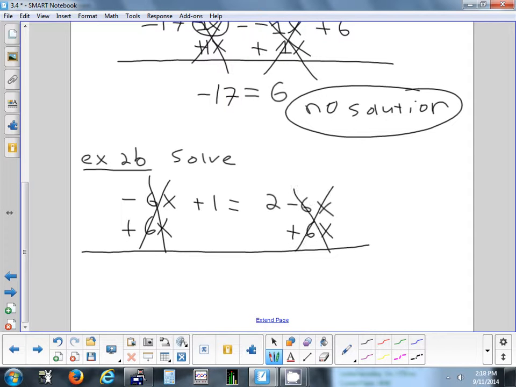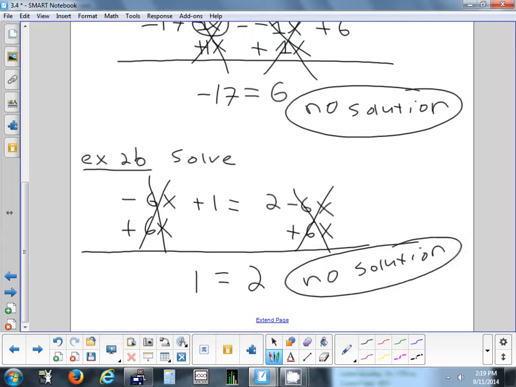They cross out. What's on the left-hand side now? 1. Right-hand side? 2. What does that mean? All the letters are gone. 1 equals 2. That's not true. No solution.